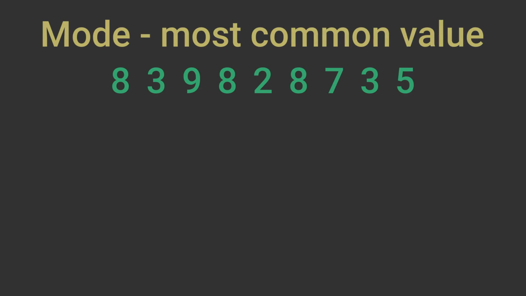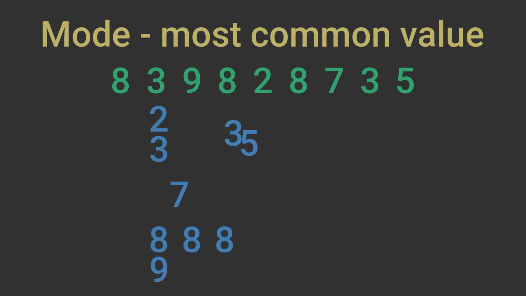A third type of average is the mode. The mode is the most common value, in other words the value that occurs most often in the data. To find the mode, we need to tally the data, grouping the same values together. In this data, the number 8 occurs 3 times, which is more often than any other number, so we say that 8 is the mode.